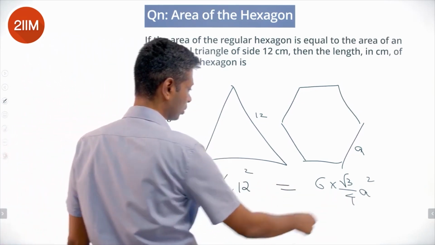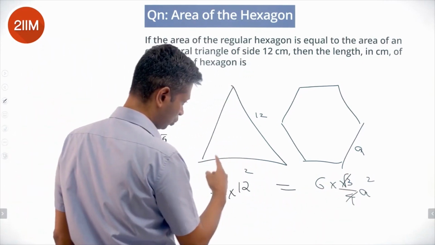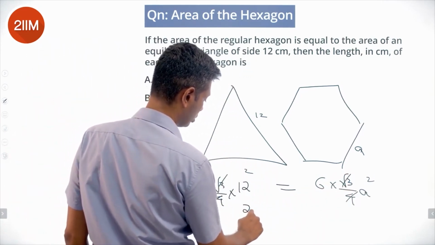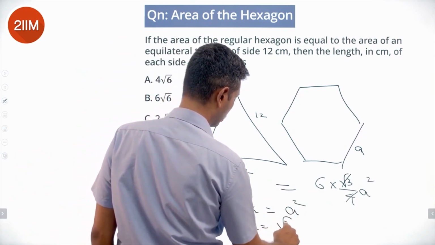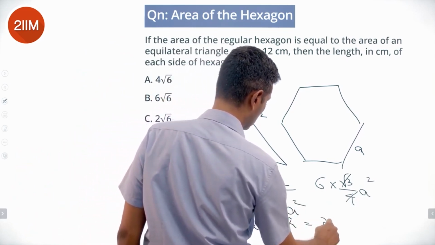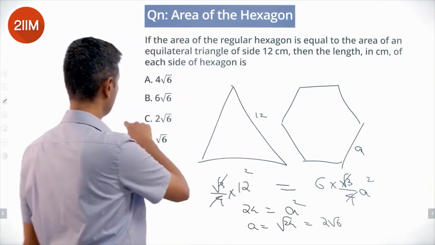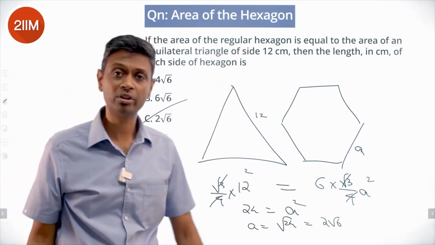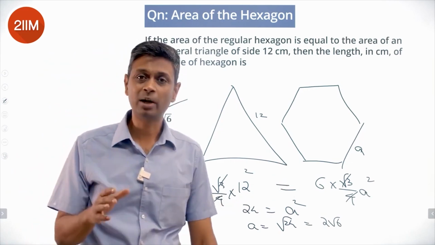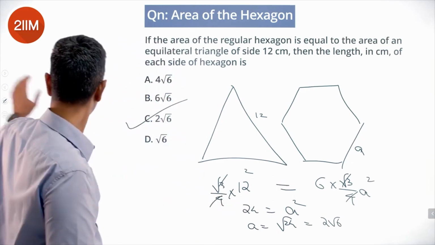The root 3 by 4 gets knocked off. 144 by 6 is 24, equals A square. A is root of 24. You can extract a 4 outside: 2 root 6. Then the length in centimeters of each side of the regular hexagon is 2 root 6. A regular hexagon is 6 equilateral triangles. That's it, done.